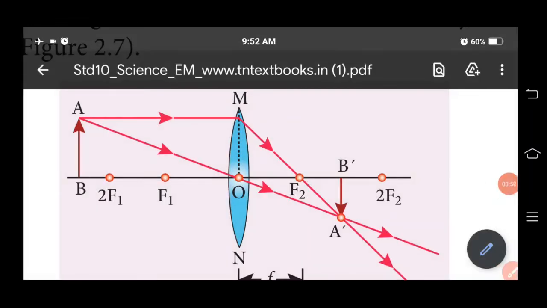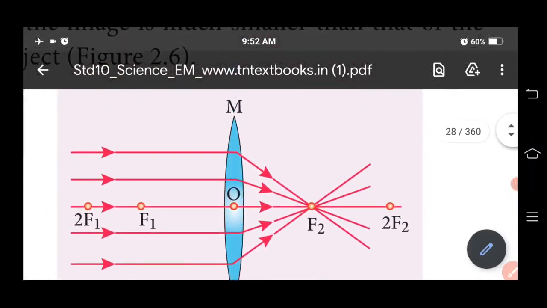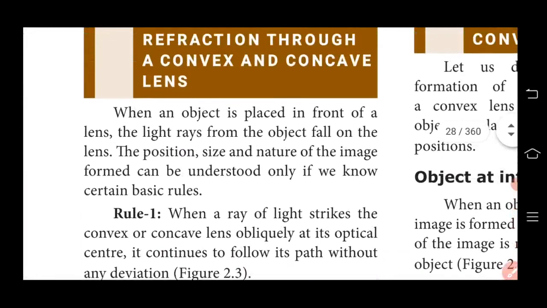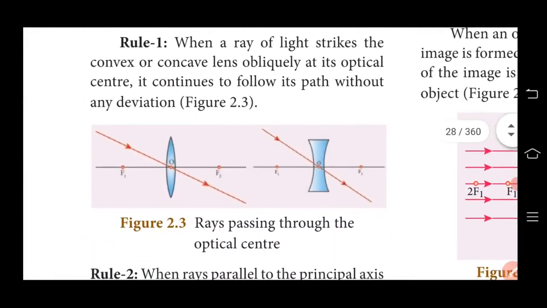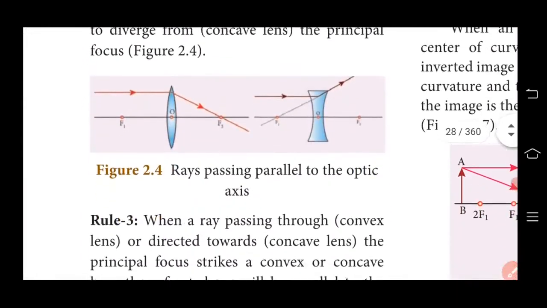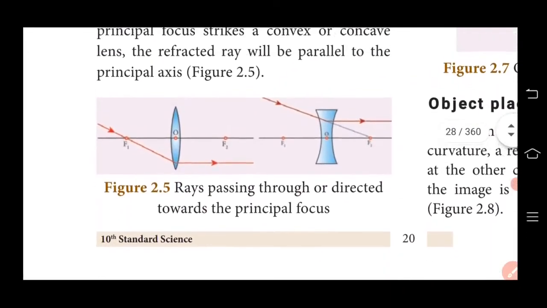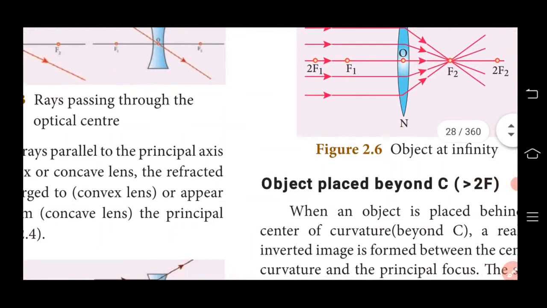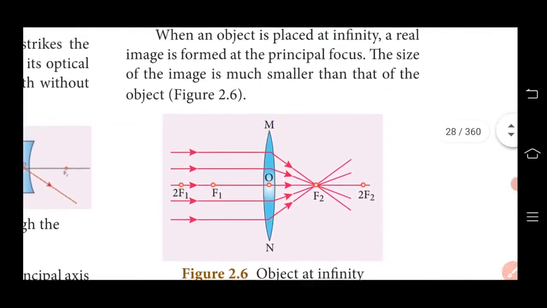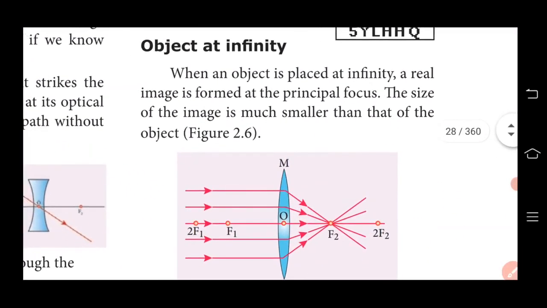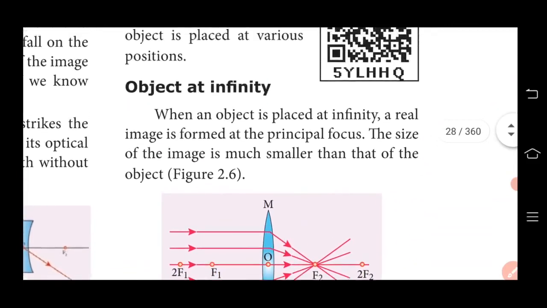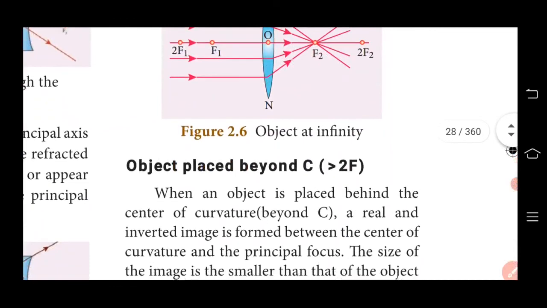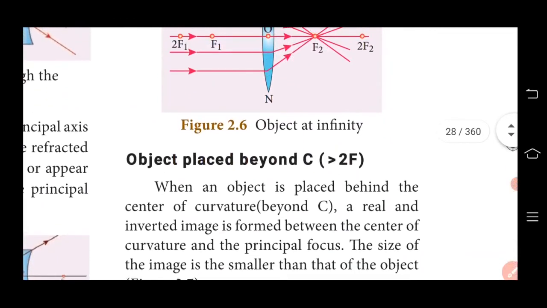Students, kindly practice these two conditions and also read the rules to draw the ray diagram. These 3 rules are very important. By using these 3 rules only, we are able to form the image. So you have to read the 3 rules and the first 2 conditions, when the object is at infinity and when the object is placed beyond C.